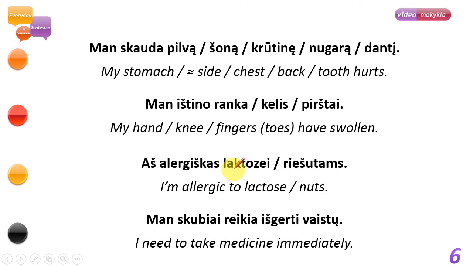I'm allergic to. Aš alergiškas. And there you say the thing, but you use the dative case. When you're saying you are allergic to something, or literally for something, you use the dative case, because the dative means for or to. This is an indirect object. So in the hurting sentence you use the accusative case, for me it hurts something. For the swelling sentence, you use the nominative case, because something has swollen, so the objects, fingers, knees, hands, are in the nominative, like all subjects. And if you're allergic to something, you use the dative case, because dative means for or to something.